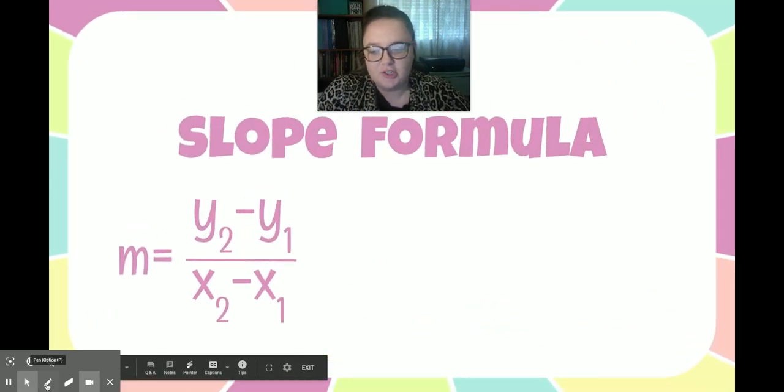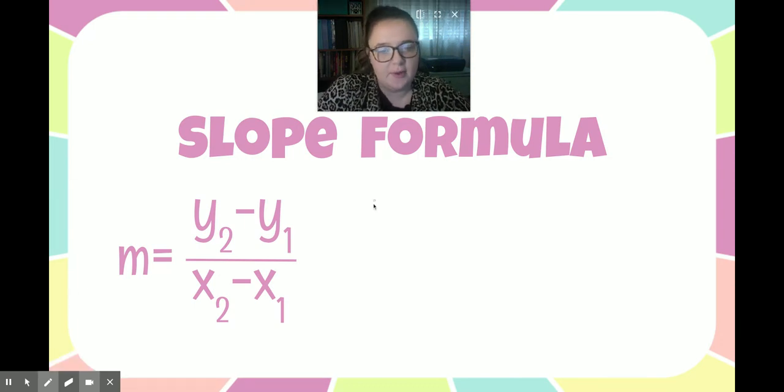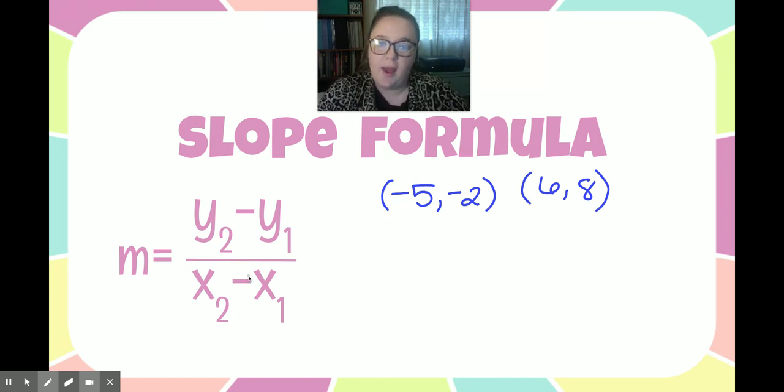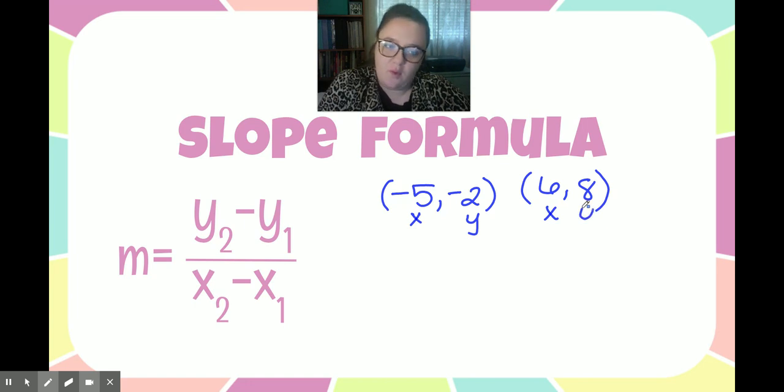Here is our slope formula, and we're going to make sure that we have that down and that we understand it. So again, I'm going to give you 2 points for an example. What if I gave you the point -5, comma, -2, and then the other point I give you is 6, comma, 8. So I gave you those 2 points. We have to know how to label those points in order to use this formula. Inside of this first ordered pair, I have an x and I have a y. So I have x and y pieces in both.